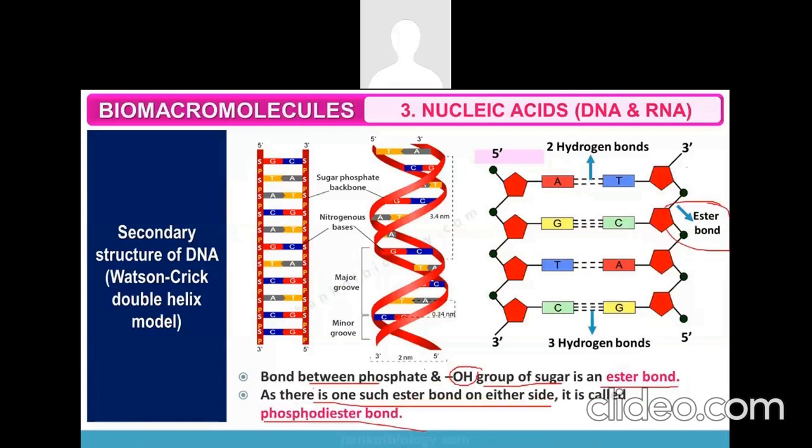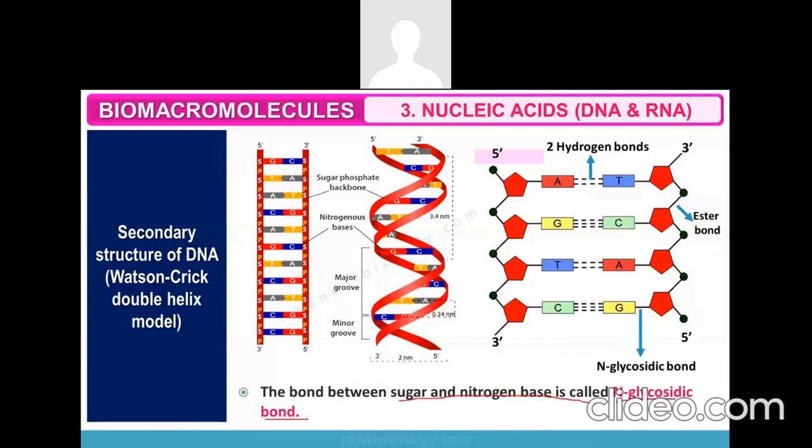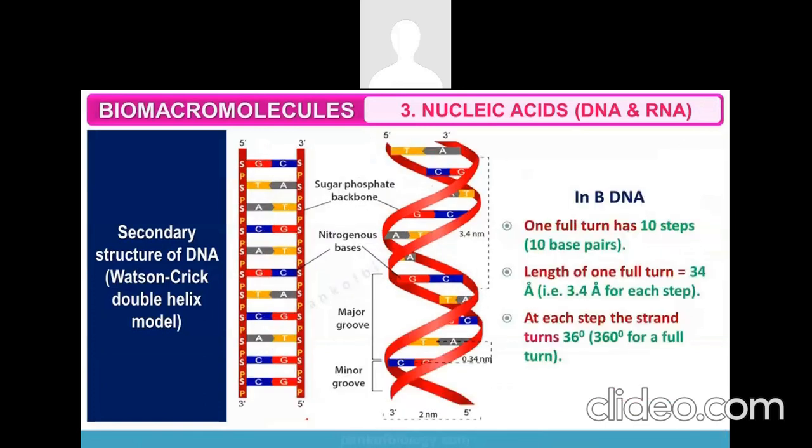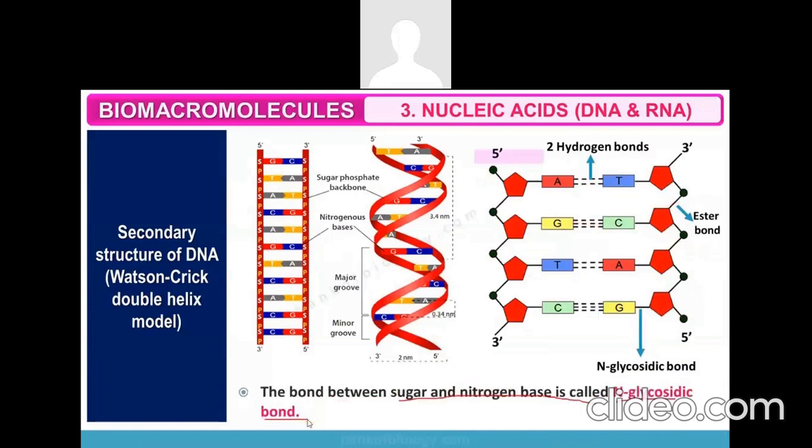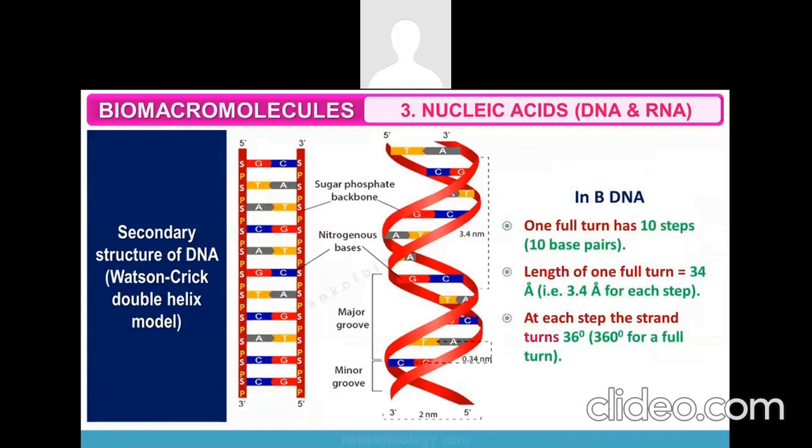The bond between the sugar and a nitrogenous base is called an N-glycosidic bond, and the bond between the phosphate and the OH of a sugar is called the ester bond. So there are two bonds which signify the stability of a nucleic acid molecule, that is a glycosidic bond and an ester bond.